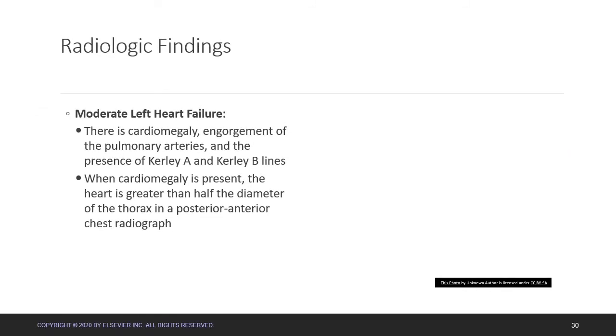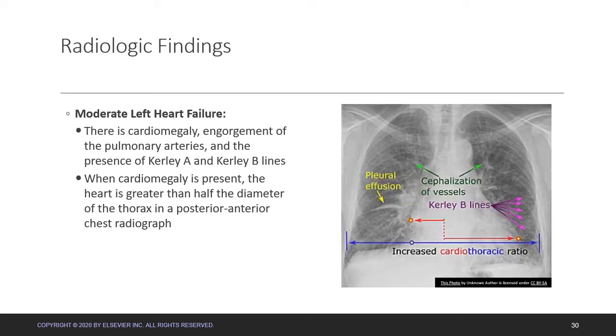Moderate left heart failure. There's cardiomegaly, engorgement of the pulmonary arteries. There's presence of curly A and B lines. When cardiomegaly is present, the heart is greater than half the diameter of the thorax in a posterior anterior chest radiograph. Notice here the increased cardiothoracic ratio.